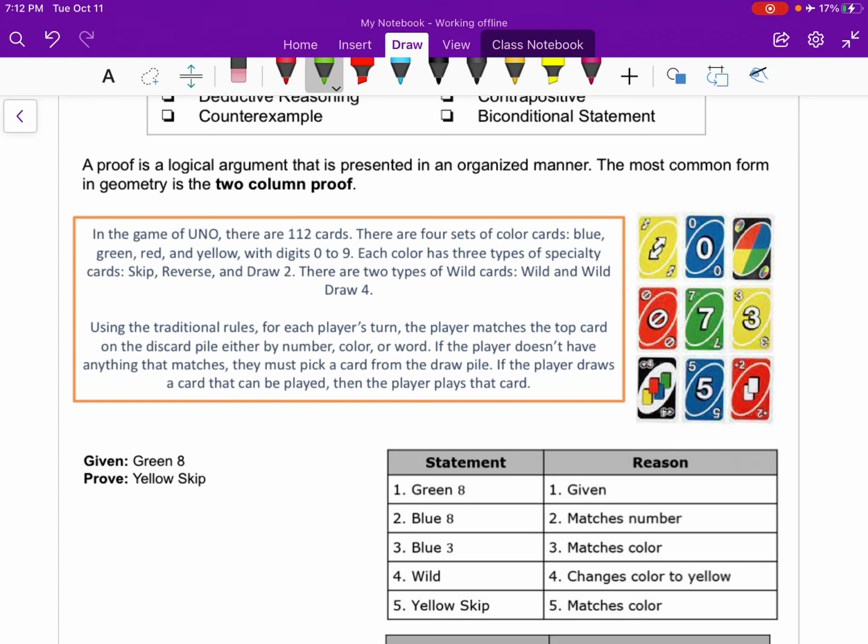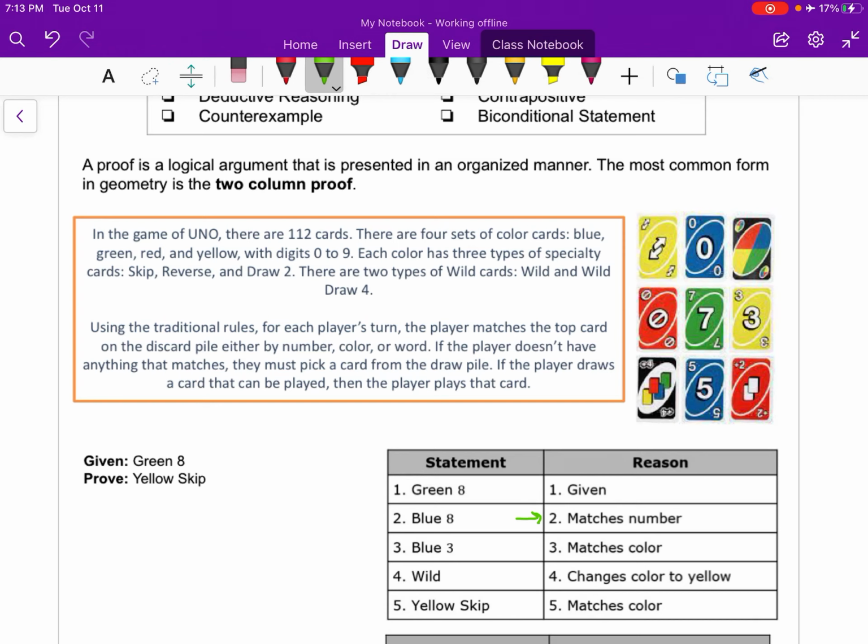So if I start off with a green 8 card, that means that the next player can either play a green card or they can play any colored card with the number 8. And you'll notice that in statement number 2, the next player decided to play a blue card with the number 8. If we compare statement 1 to statement 2, you'll notice that for statement 2, the blue 8 matches the number of the previous card that was played.